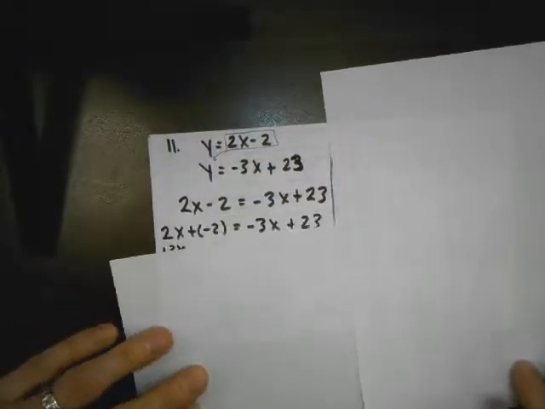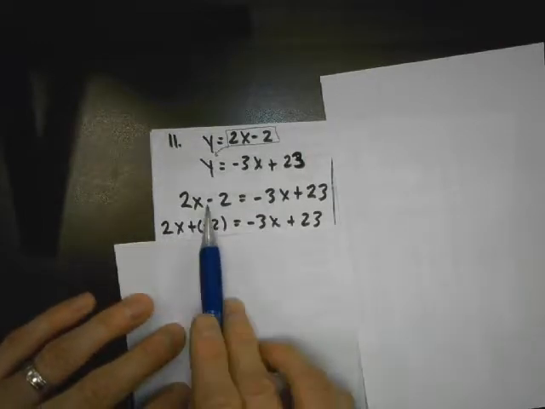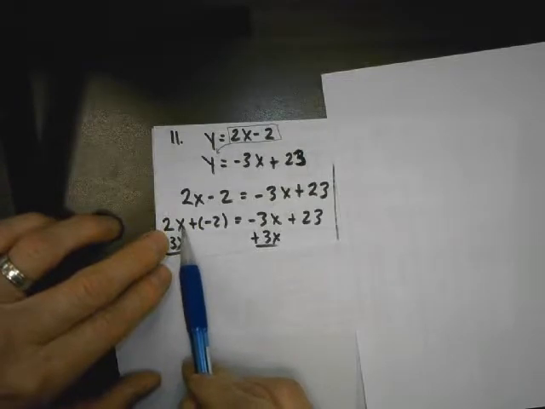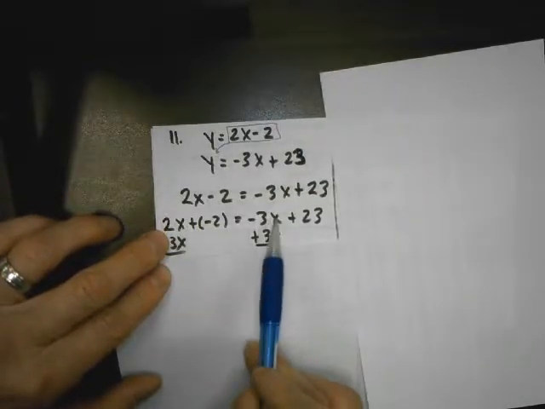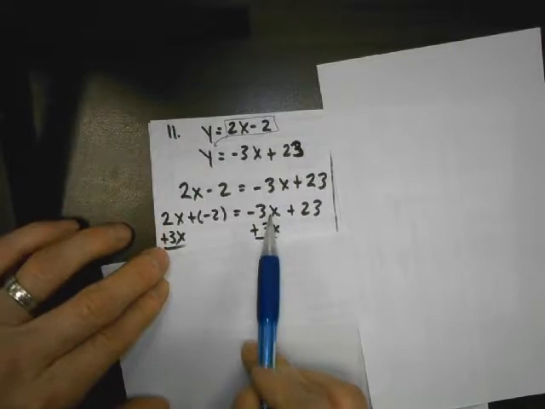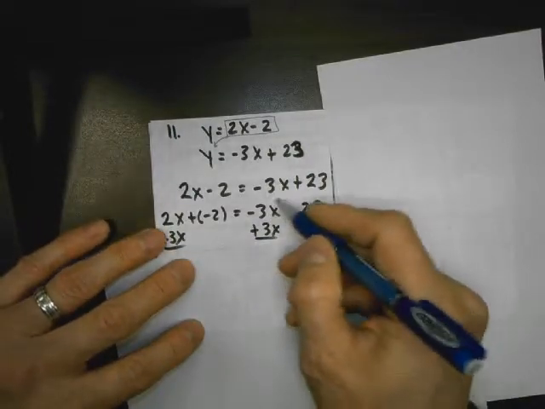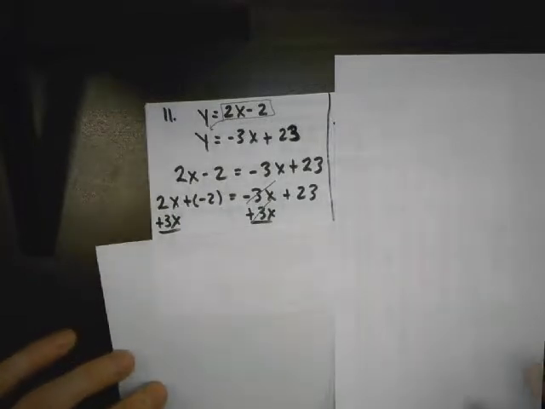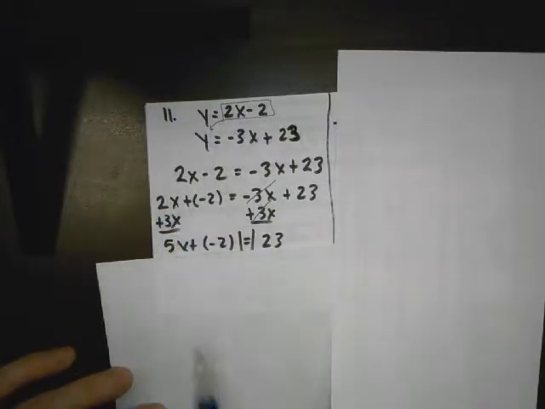We get our variables on one side. So after I do my rule for subtraction, I can either subtract 2x from both sides to get rid of my x and move it to this side, or add 3x to get rid of negative 3x and move it to this side. I like to avoid negatives just because of inequalities in high school later on. But combine my like terms here. 2x and 3x is 5x. Got my x's on one side.